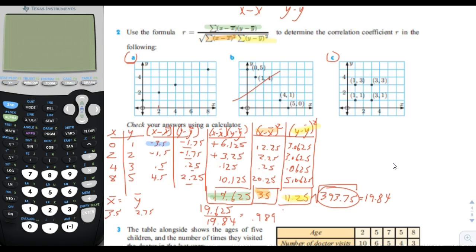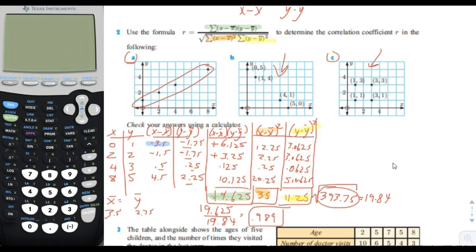Positive 0.989, so it's a positive correlation. It's very close to 1, so it's a strong correlation. And it looks like a strong correlation too, right? So that's a 0.989 right there. Okay? I think that's good. You get the idea. If you do this one, you're going to get a negative R, of course. It'll be close to 1 also.